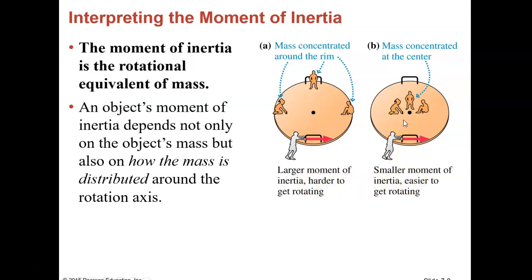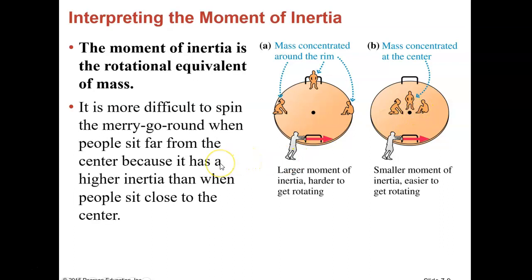That's why many of you found when you did the rotation activities that when you put all the mass in the middle, it spun faster, because it was easier to get it moving because it had a smaller moment of inertia. Again, the moment of inertia is the rotational equivalent of mass. It's more difficult to spin the merry-go-round when people sit farther apart. Kind of like if you think of a figure skater: when they start to spin, their arms are farther out, then they bring them in and they spin faster.